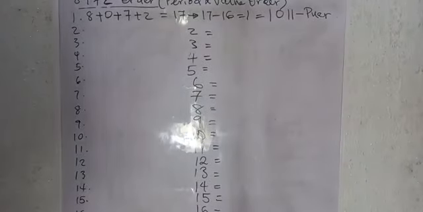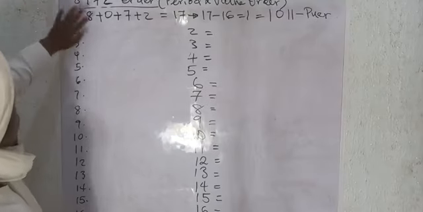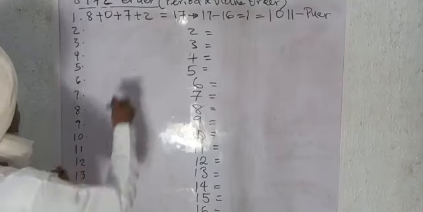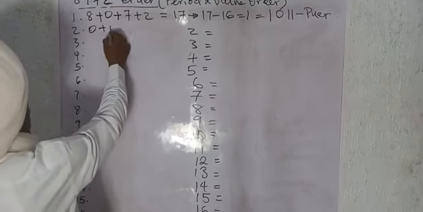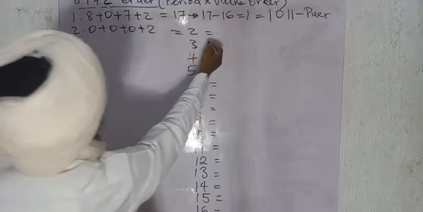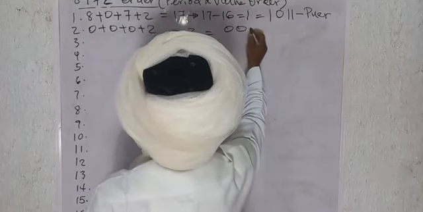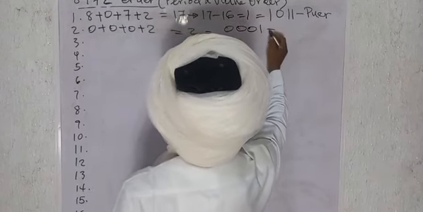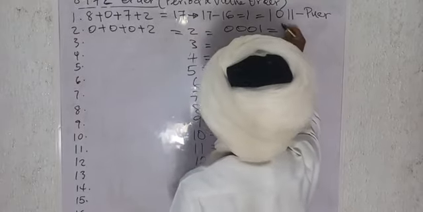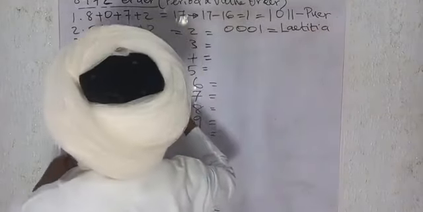So we don't need to do any strength to get figure 2. Straightforward. 2 is here. All you need to do is zero the other bits and add 2 here. So this gives us what? 2. So that means our second figure will be what? 0, 0, 0, 1. Which is also known as what? Letitia.